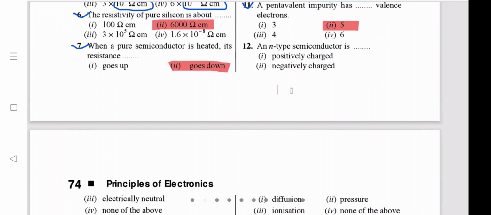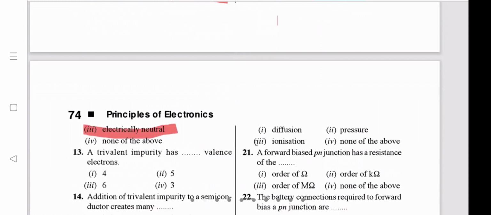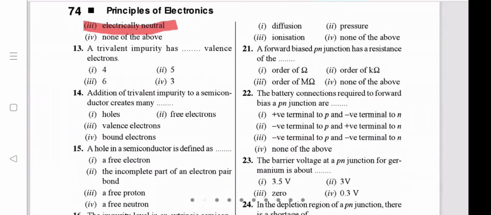So any semiconductor, N-type or P-type, is actually electrically neutral. Electrically they do not have any charge. So the answer will be electrically neutral. A trivalent impurity has 3 valence electrons, the same way pentavalent has 5. Addition of a trivalent impurity to a semiconductor creates many holes.